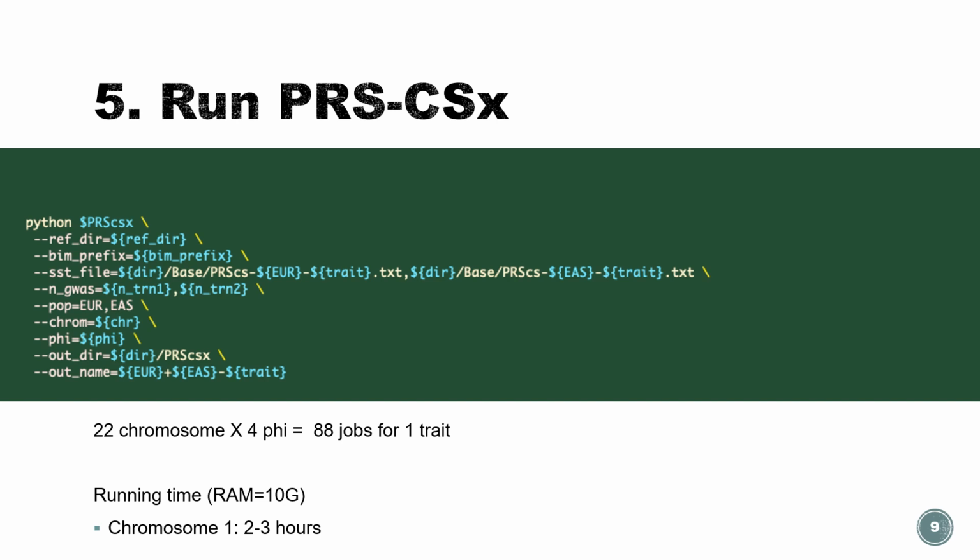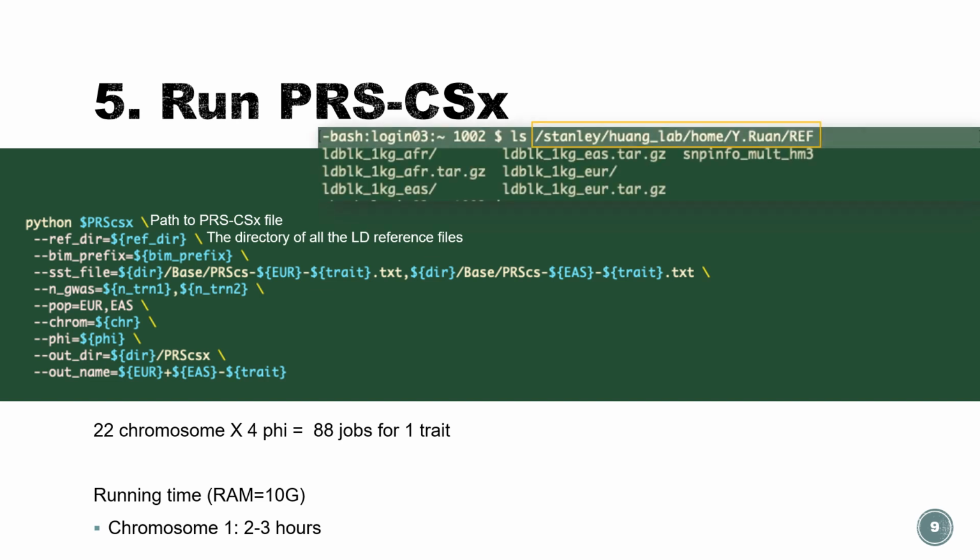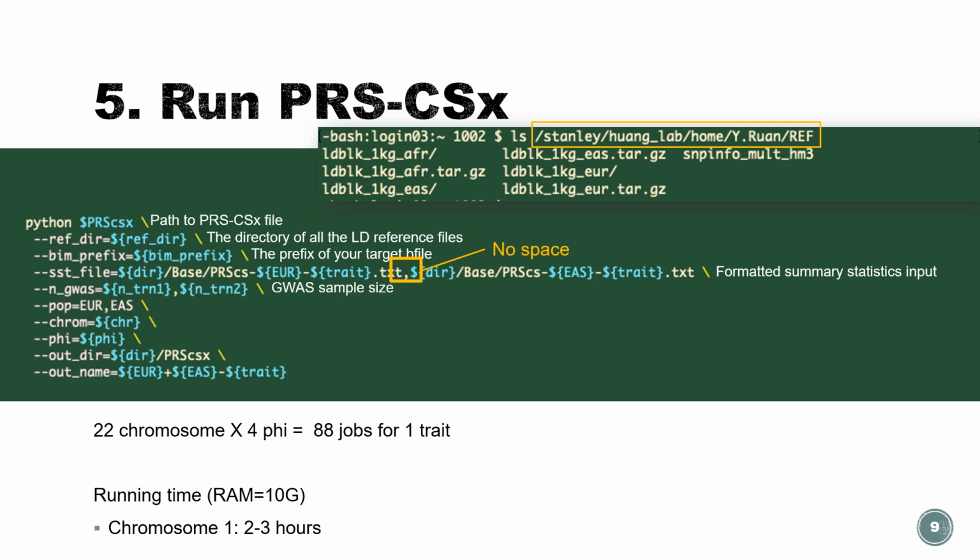Here is a typical command, which contains the path to the PRS-CSx, the directory of the LD reference, the prefix of the target data, and a list of formatted summary statistics. Please note that you put a comma between different items and there should be no space in the list. And the list of GWAS sample sizes and the list of populations of the GWAS.